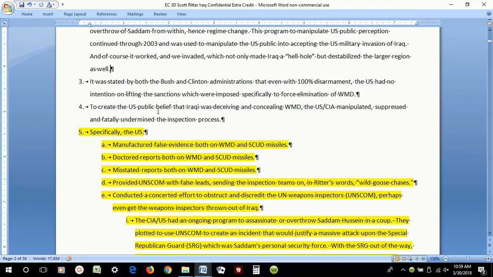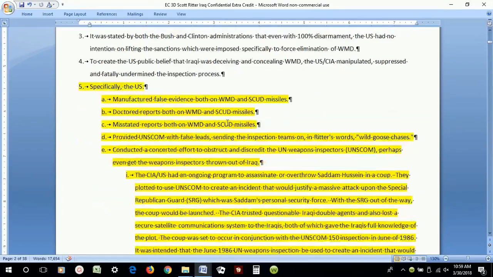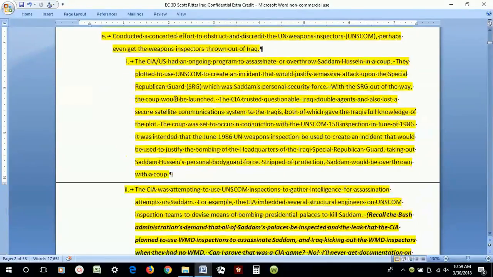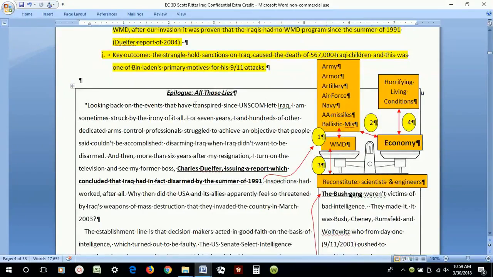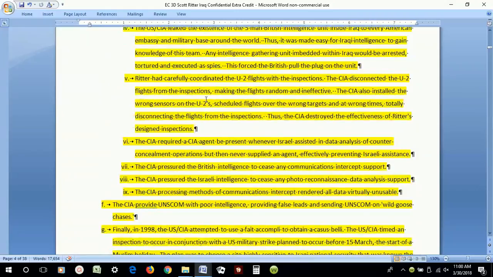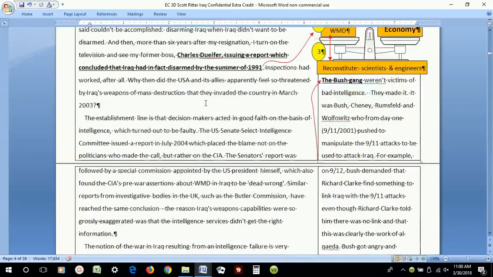To create the U.S. public belief that Iraq was deceiving and concealing WMD, the U.S. manipulated, suppressed, and undermined the inspection process. Specifically, what the U.S. did is, one, they manufactured false evidence both on WMD and Scud missiles, right? What I want to show you is I have all of this in Scott Ritter's testimony, right? He gives evidence and testimony of all this being done. And I'll scroll through this so you can read the whole thing.